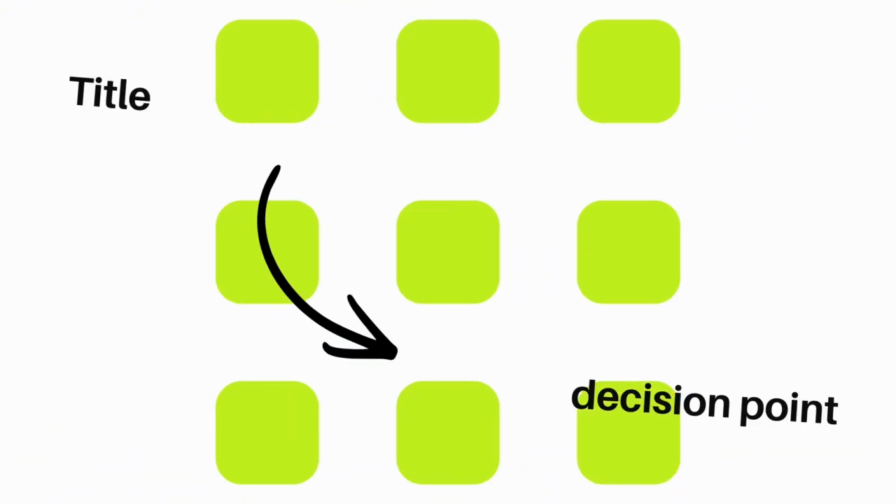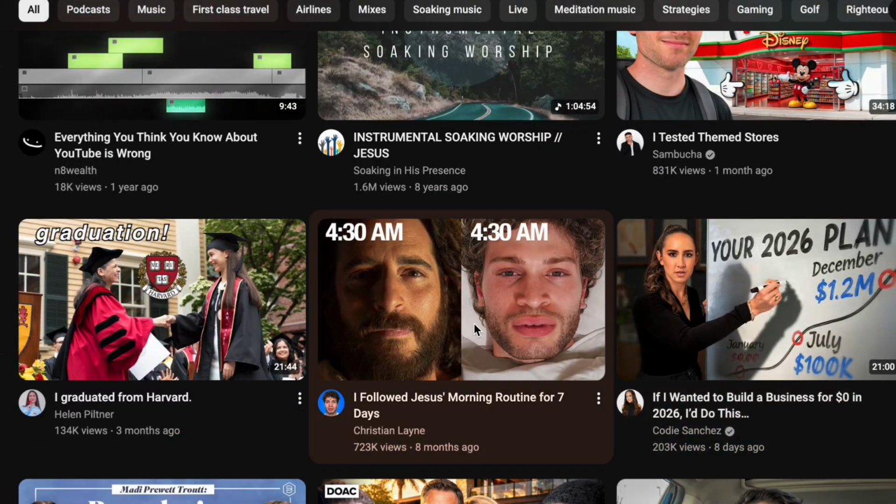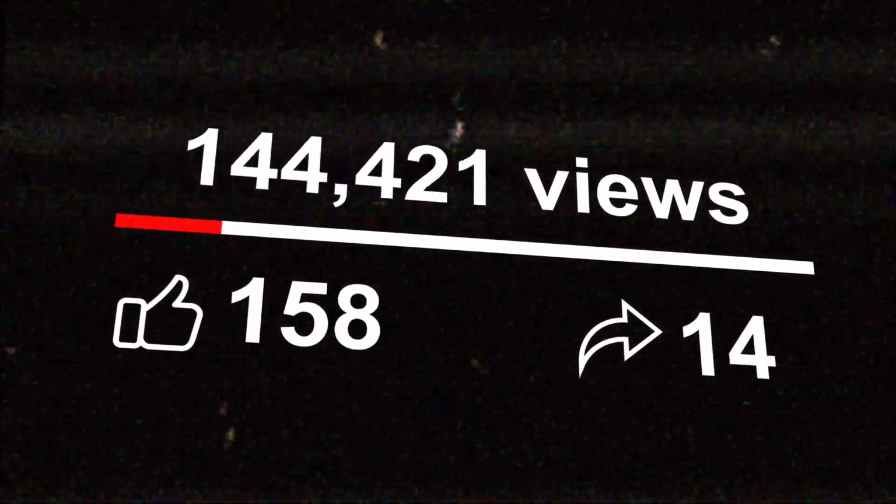Here's the truth. Titles aren't labels, they're the decision point. You can make an amazing video, but if your title and thumbnail are not giving somebody a reason to click, then it doesn't matter what you did with your video. So if your views are feeling inconsistent, odds are it's not the video, it's most likely the packaging.